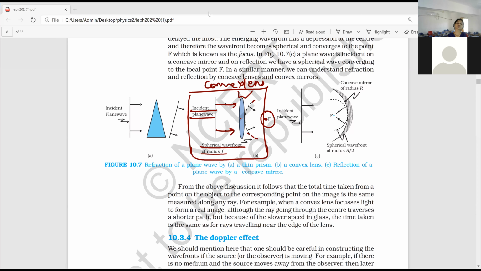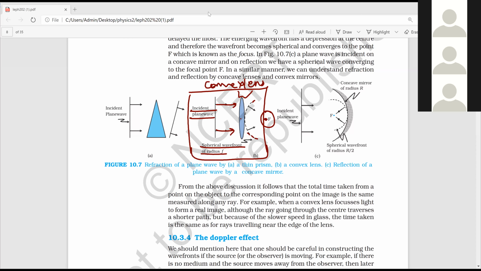So next we shall move to the next concept, that is how the reflection of a plane wave takes place in the case of a concave mirror. We discussed how the refraction of a plane wave takes place in the case of a convex lens. Next we shall see how the reflection of a plane wave takes place in the case of a concave mirror. The diagram is a little bit different.